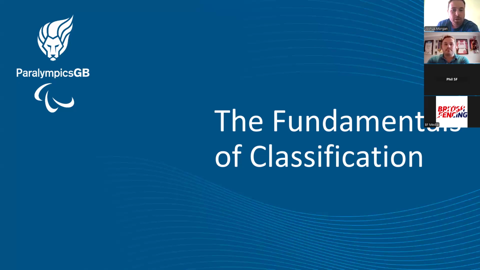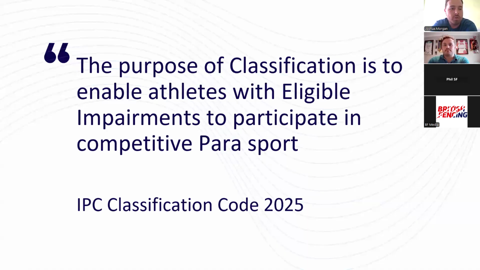So the first part of it is, what is the purpose of classification? The IPC defines the purpose of classification to enable athletes with an eligible impairment to participate in competitive para sport. I see that as resulting in athletes being grouped into classifications where all of the athletes are impaired to a similar level to each other for that specific sport, which aims to create a fair and competitive environment for all of the athletes in there.